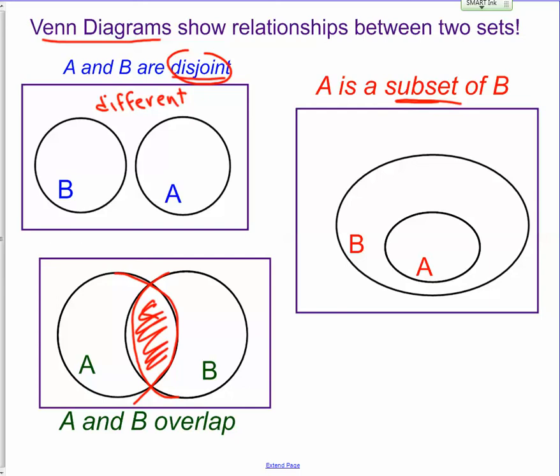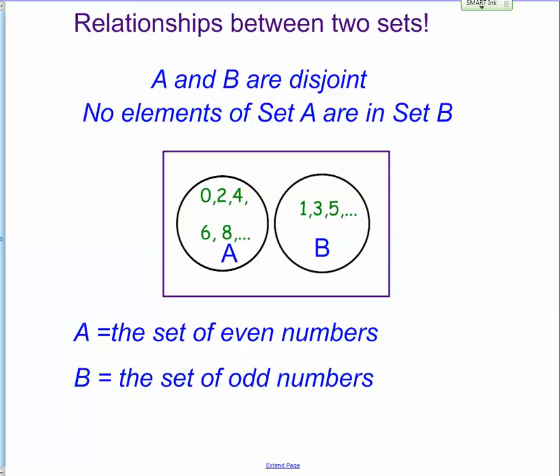And if A and B overlap, that means in this shared region here, these items belong in circle A, and these items also are in circle B. So the overlapping elements would be the elements that belong to both sets. So I showed you some examples to make them real.